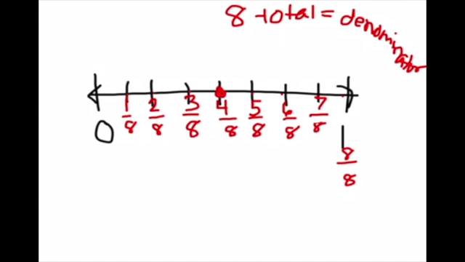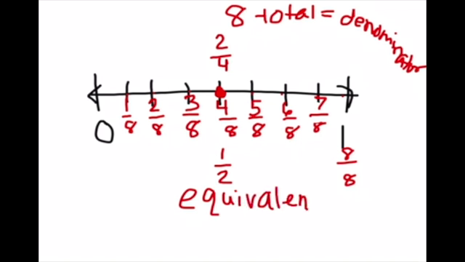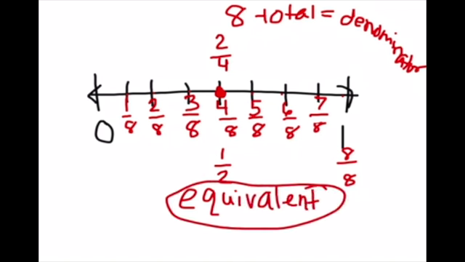4/8. I hope you're noticing that 4 is half of 8, and that is the halfway point. So we know that that is also the same as 1/2. So far we know that 2/4 is the same as 1/2, and now we know 4/8 is the same as 1/2. They're always in the middle, and that's what I call an equivalent fraction. That means they are equal, they're the same.